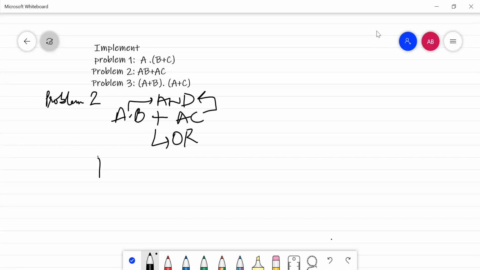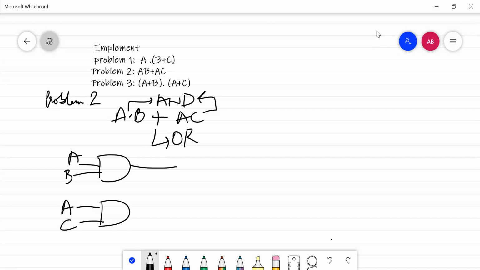So if you draw it here, you go with your A and B as the inputs to the first AND gate, and for the second one you have A and C, and both the outputs of these gates are going into our OR gate to provide us with this output of Y. Now we have to discuss the truth table, that is, what will be the truth table of this.